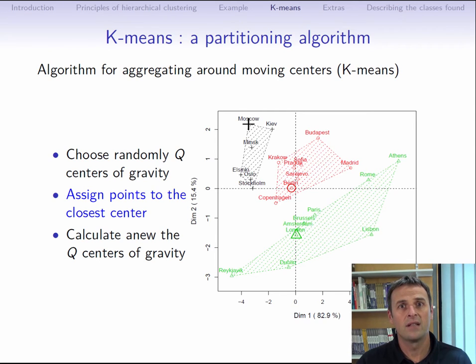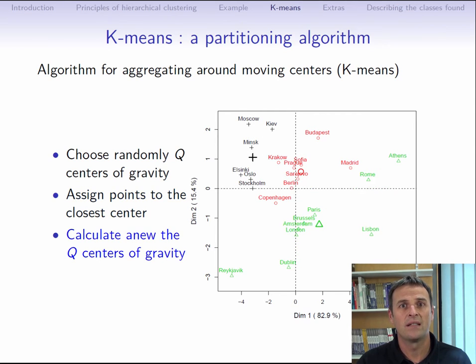Next, we calculate the center of gravity of each of the 3 classes. Here they are. They are no longer located on top of individuals, they are just points in the plane. Maybe you can see where we are heading with this. We are going to iterate now, starting from the beginning again, with these 3 points.